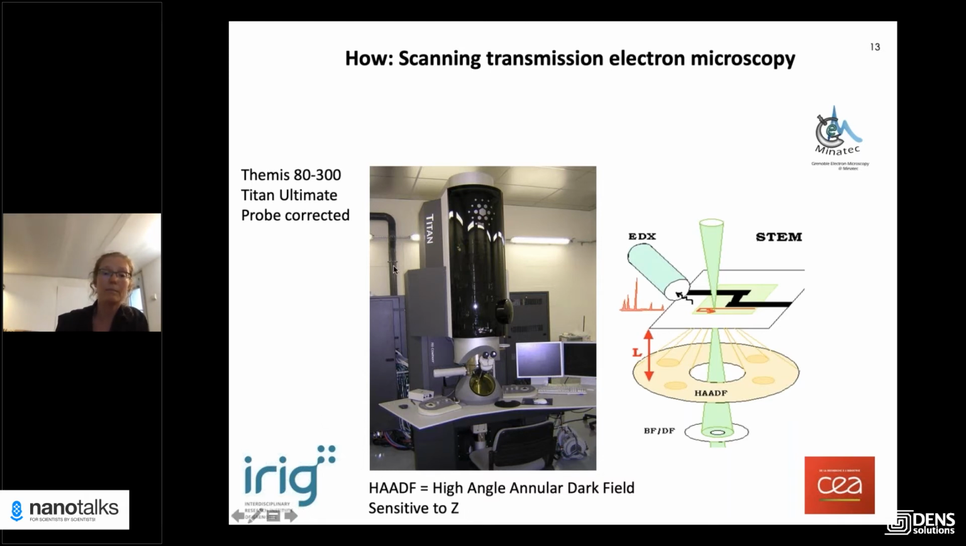And this work was mainly performed on Titan microscopes that are present in CEA, in the ERIC department, in the Lemma group, within the nano characterization platform.